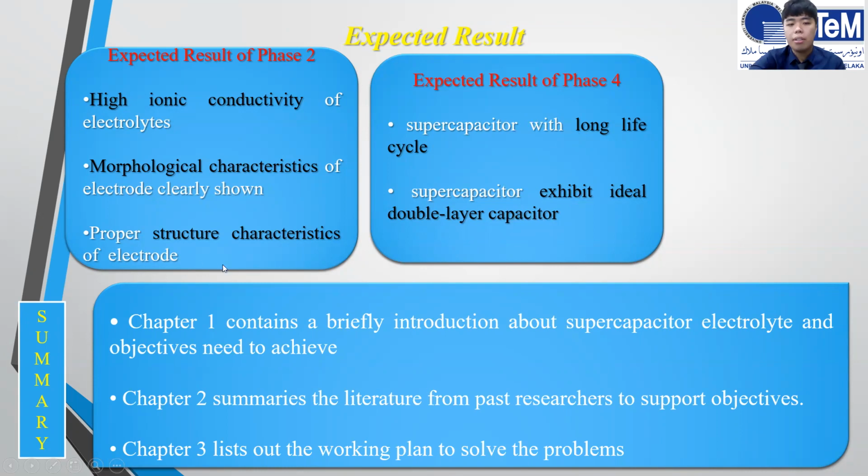So to summarize my PSM1 project, Chapter 1 contains a brief introduction about supercapacitor electrolyte and the objectives to be achieved. Chapter 2 summarizes the literature from past researchers to support the objectives. Chapter 3 lists out the working plan to solve the problem.